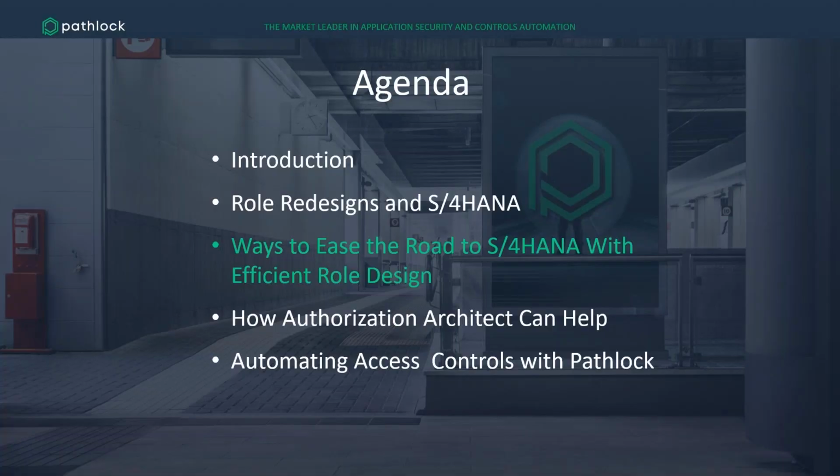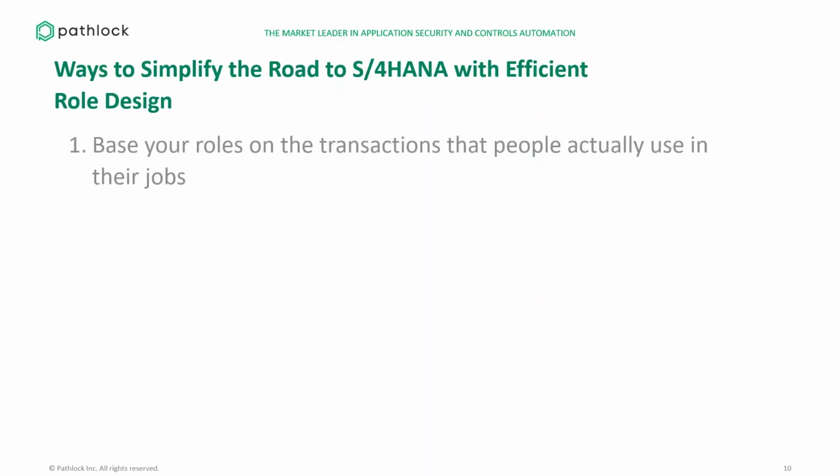So what are some of the ways that we can facilitate the road to S/4HANA with role design? One would be to base your roles on just the transactions that people actually use in their jobs. And we'll talk about this more in a bit, but probably most people only use maybe 1/3 of the transactions in their jobs. So if you could reduce that, it would save you a lot of time in your role design.